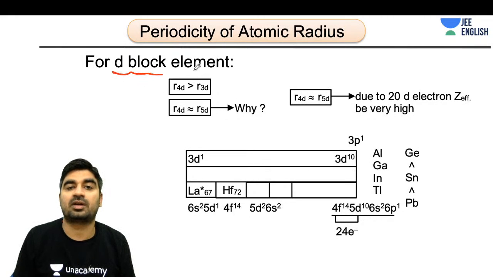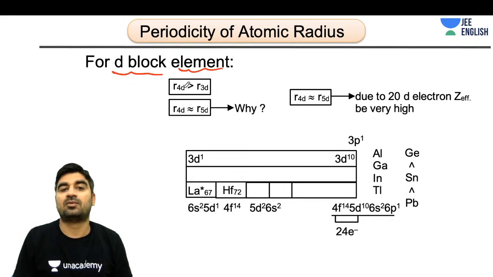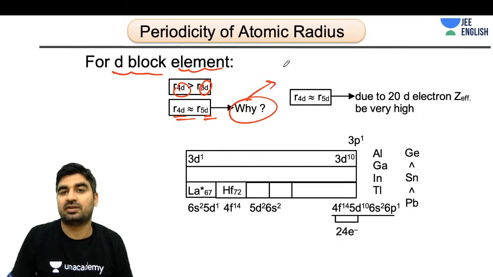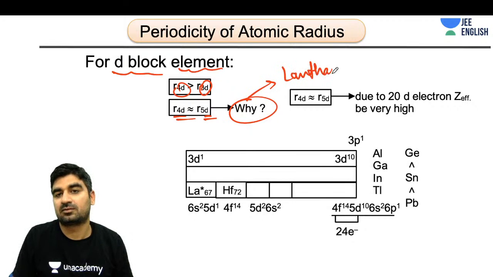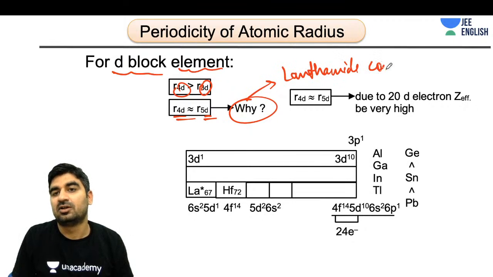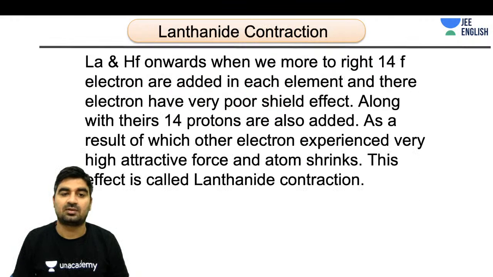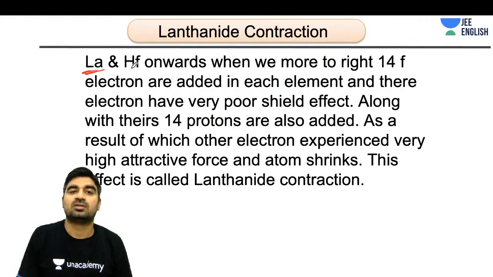So for d-block elements, the radius of 4d is greater than 3d, but 4d and 5d are about equal. Why? It is due to lanthanide contraction. So now you know the meaning of lanthanide contraction. Yes, you can note it down.